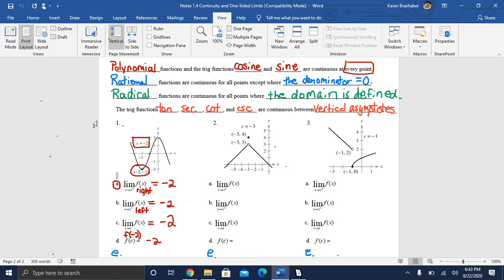It is. It's -2. The third condition is that the limit as x approaches our c has to match f of c. And so I'm circling C and D parts for you to show you that that is indeed true. The limit as x approaches -2 equals the value of f of -2.